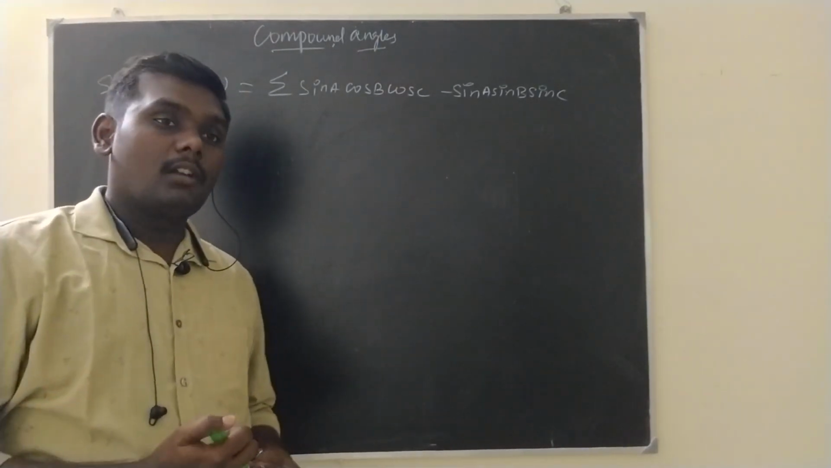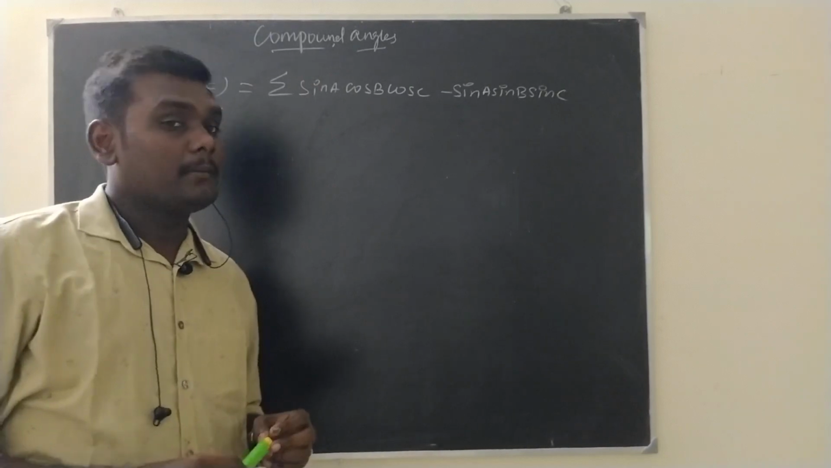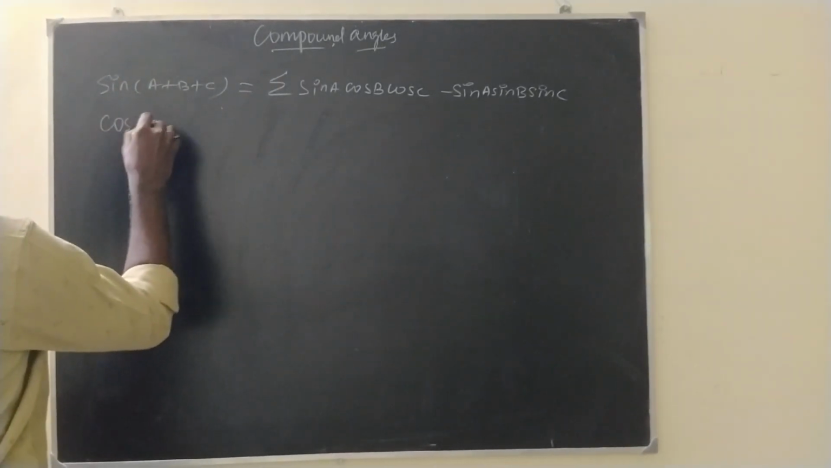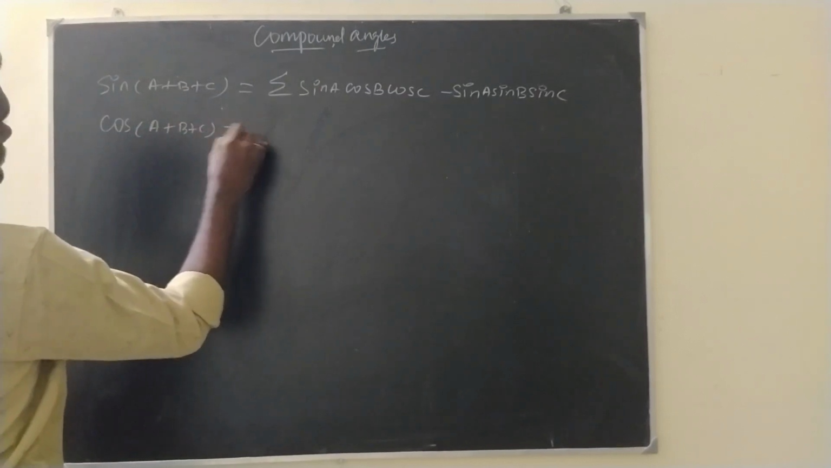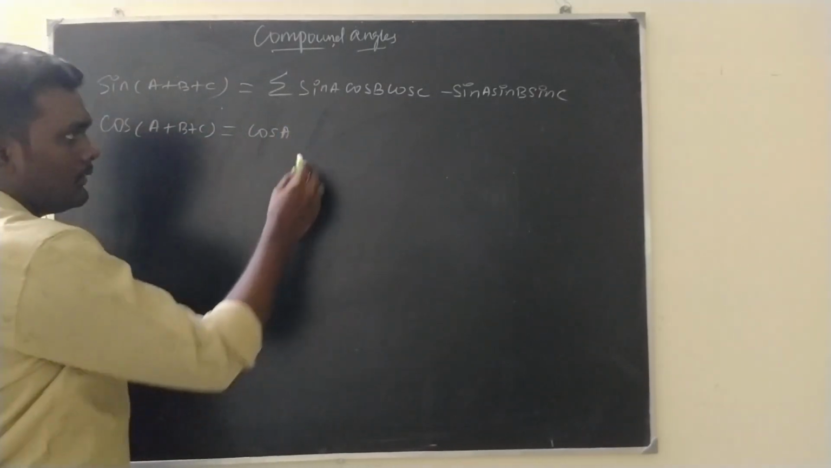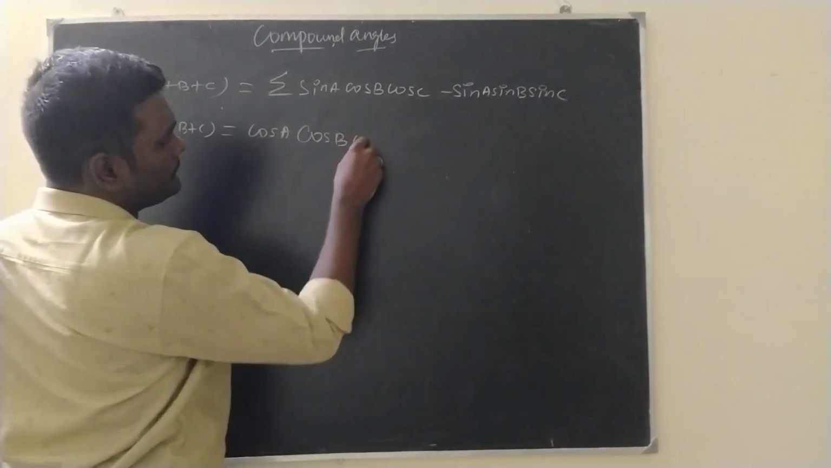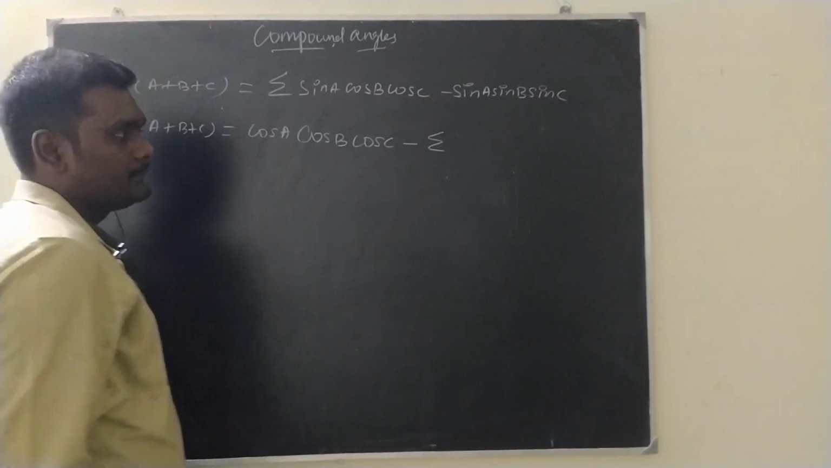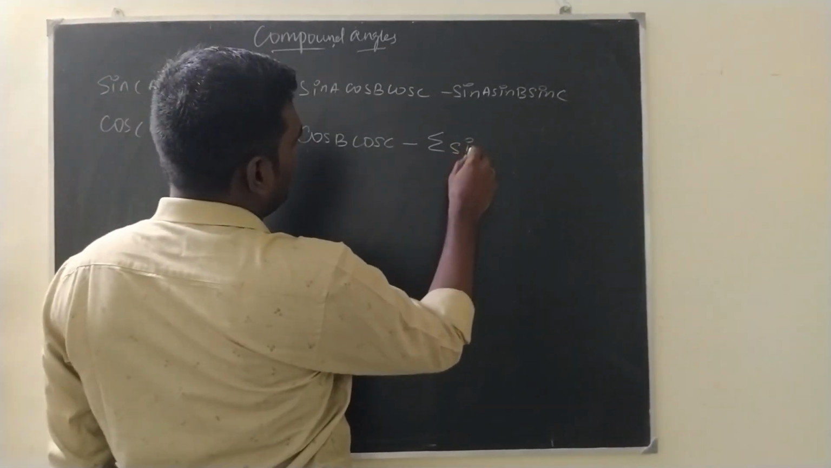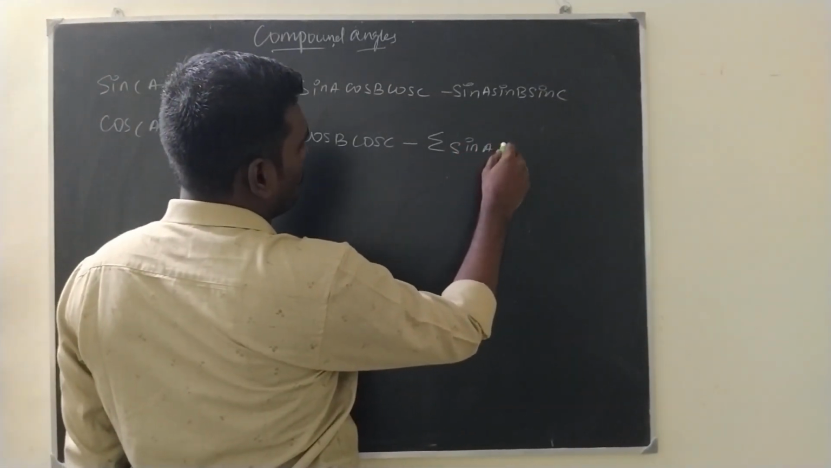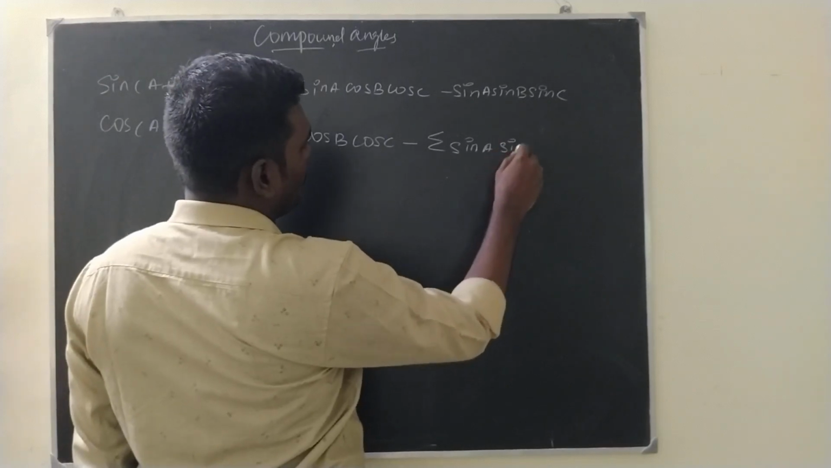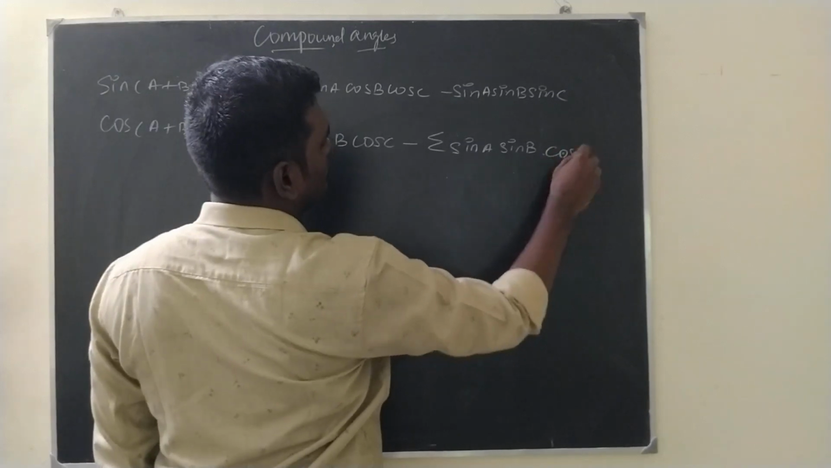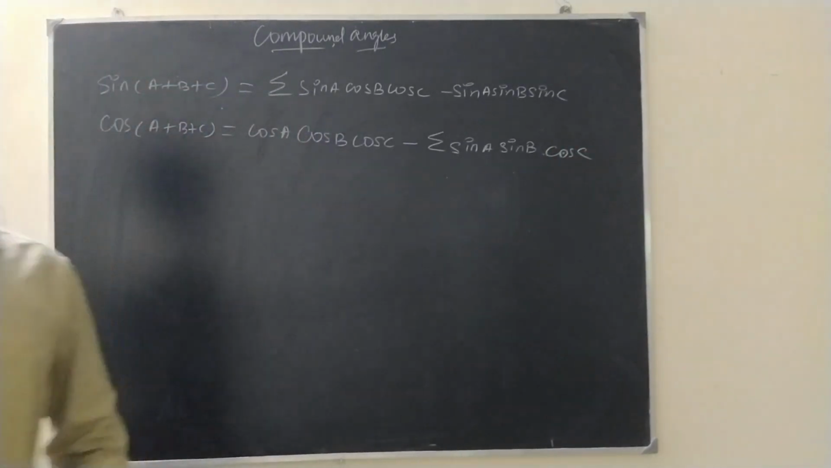And also I told you to work out what will come for cos of A plus B plus C. What is the formula for cos A plus B plus C? It is cos A cos B cos C minus summation sin A sin B cos C.